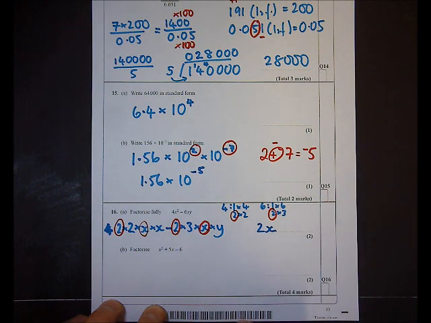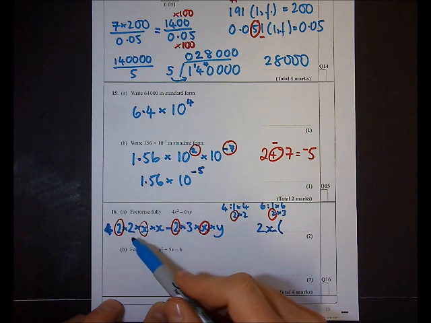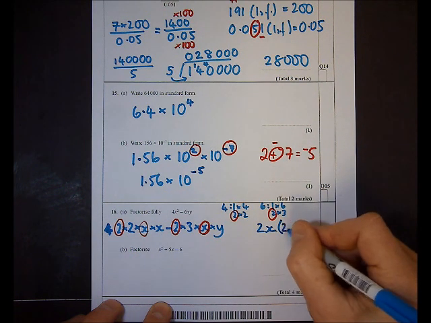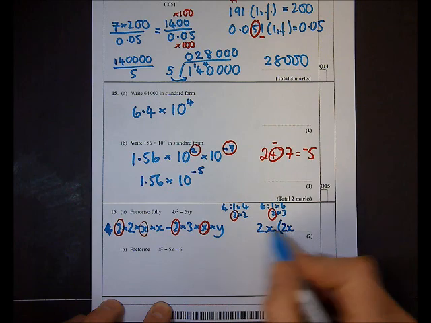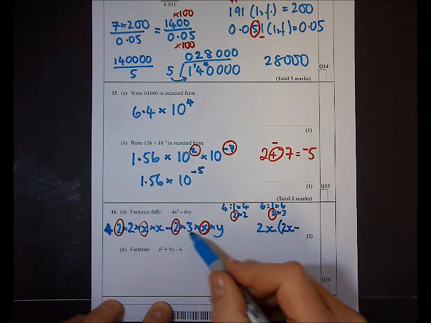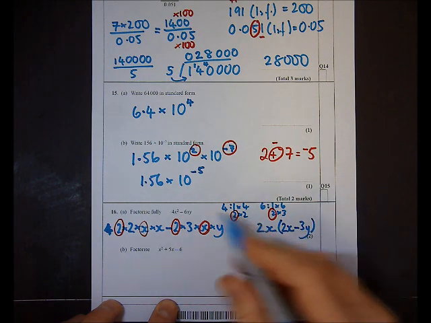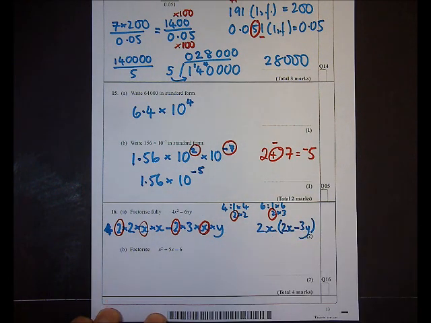And I need to know what I'm going to multiply by 2x to give me 4x squared. Well, what I'm left with here is 2x. So if I put 2x in there, 2x times 2x would give me 4x squared. I've still got take away, and I've got 3y here. And 3y times by 2x would give me 6xy, so I've factorised that fully.